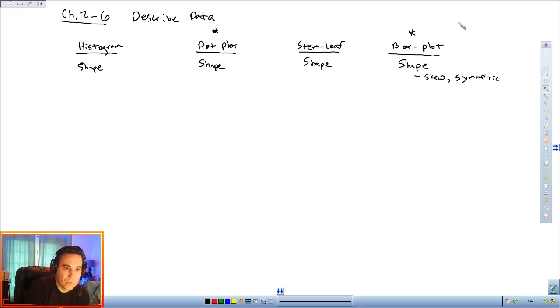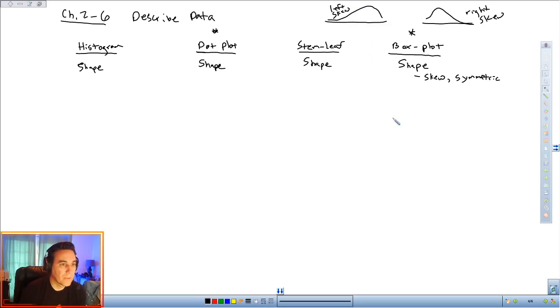Remember, the skew is where the tail is. So a tail on the right is right skew, not where the hump is. Okay, don't mess that up. It's where the tail is. If I put the tail over on this side, that is a left skew. It's not the hump, it's where the tail is. That's too easy to mess up.